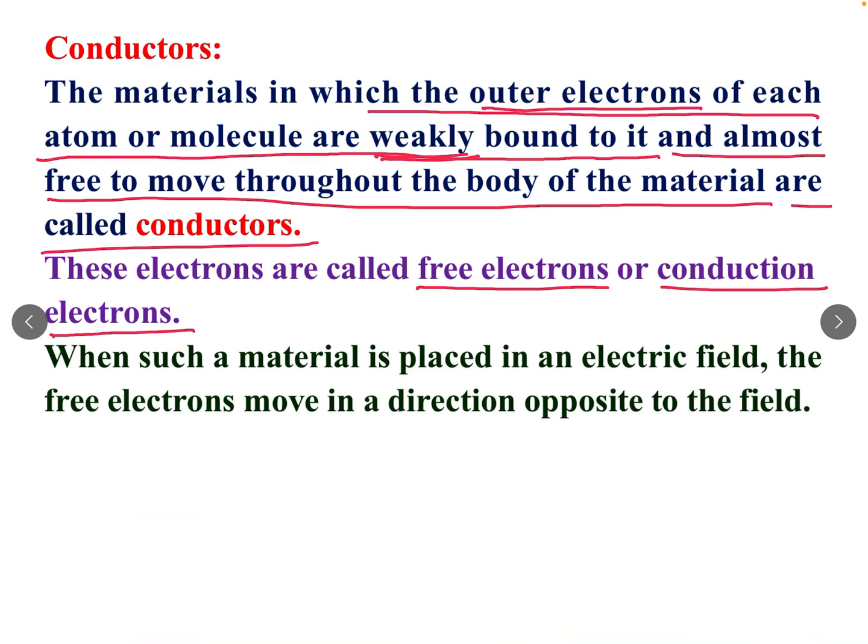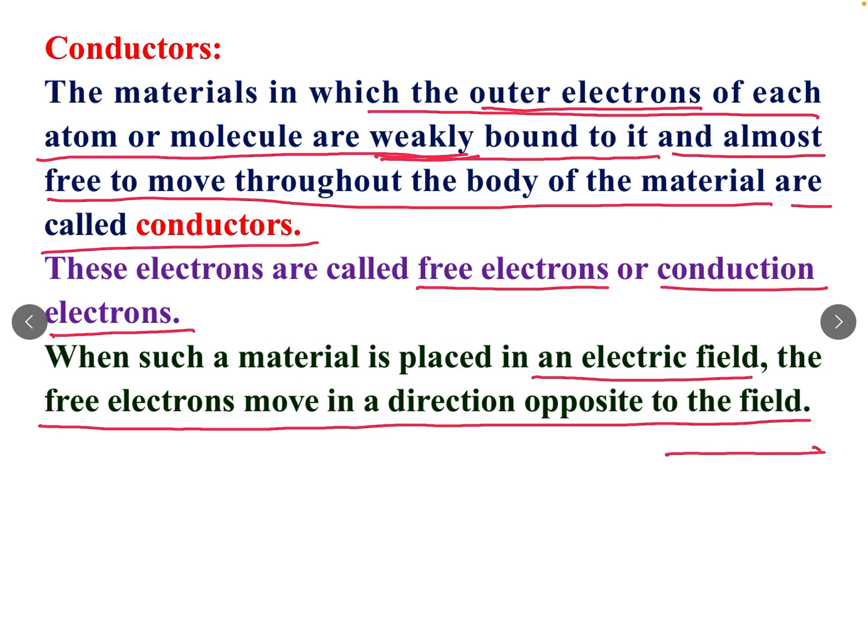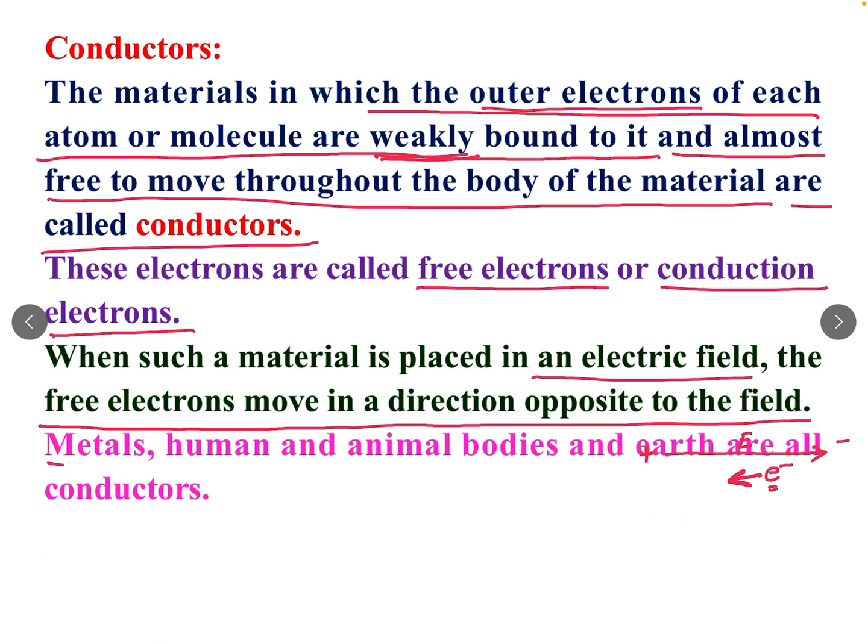When such a material is placed in an electric field, the free electrons move in the direction opposite to the field. Let us suppose this is the direction of electric field, and we know that electric field starts from positive charge and terminates at negative charge. So electrons will move opposite to this. As electrons have negative charge, that negative charge will be attracted by this positive charge. So electrons will move opposite to the direction of electric field. Examples: metals, human and animal bodies, and earth. All are the examples of conductors.